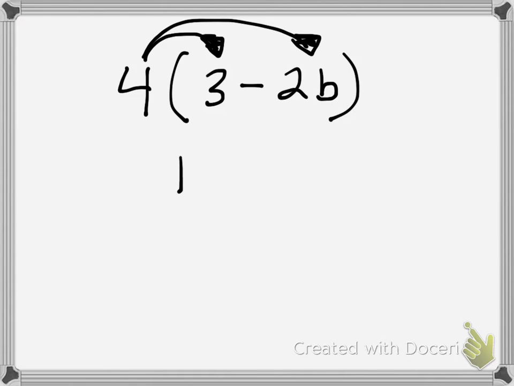4 times 3 is 12 minus, now 4 times 2b would be 8b. And I'm done. That's it. My sign is kept the same. That's right here. I remember to include my variable. That's right there, and I'm all done. Let's look at one more.